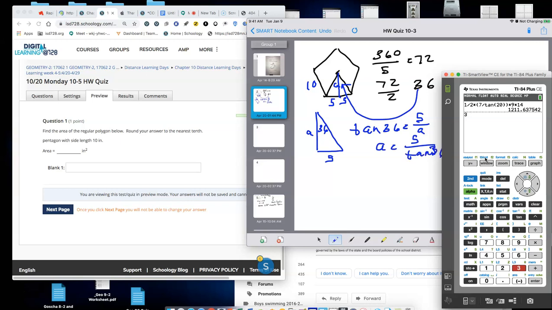A lot of people are going, yes, that's what I've been doing. But you see how I'm going to leave my answer for my apothem? Because my area is 1/2 times my apothem, 5 over tangent of 36, times the number of sides, 5, times my side length, 10.